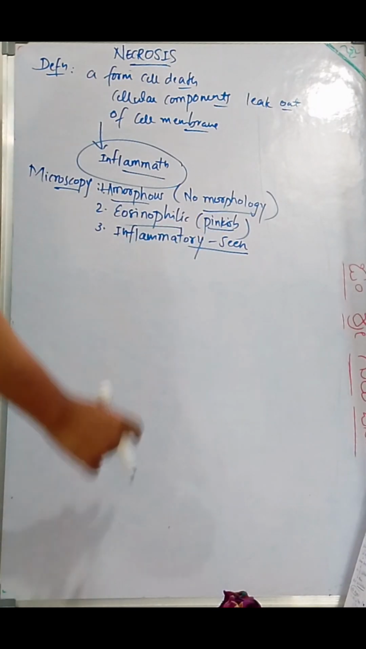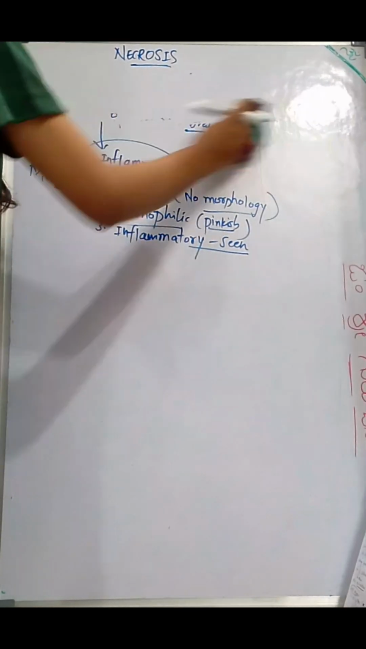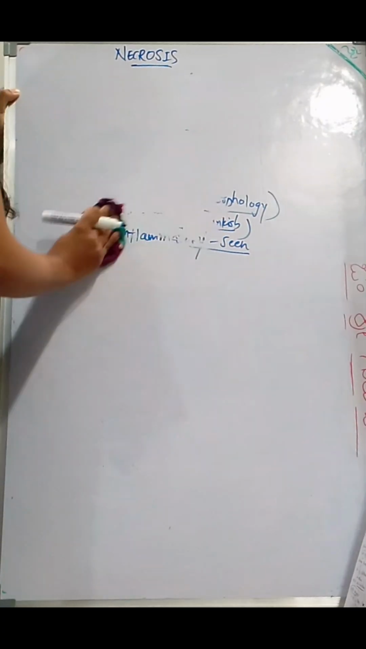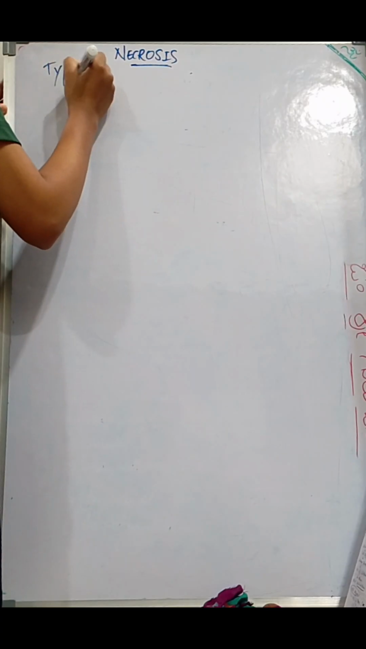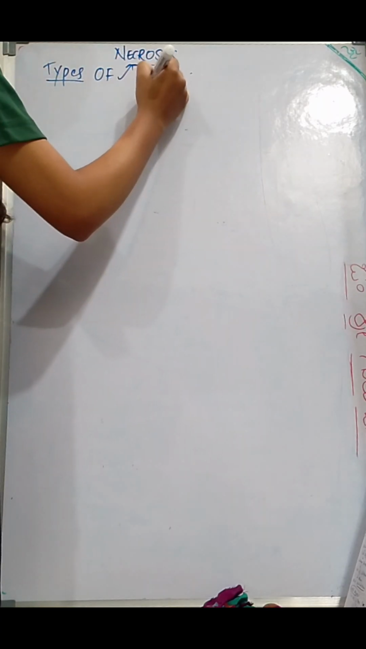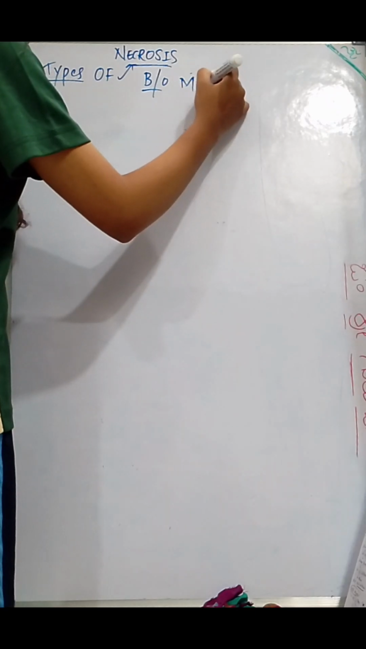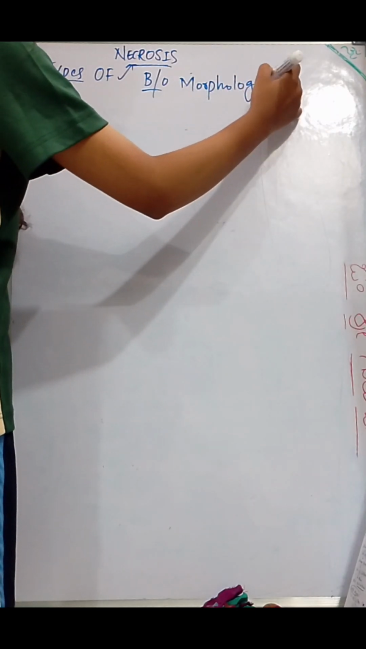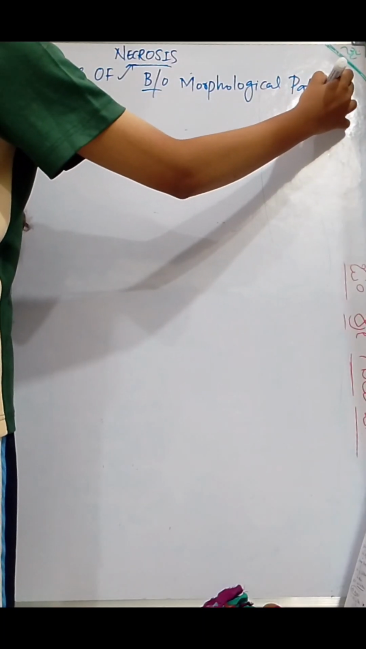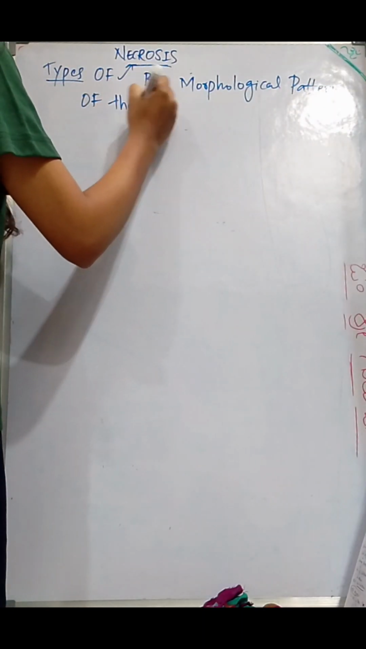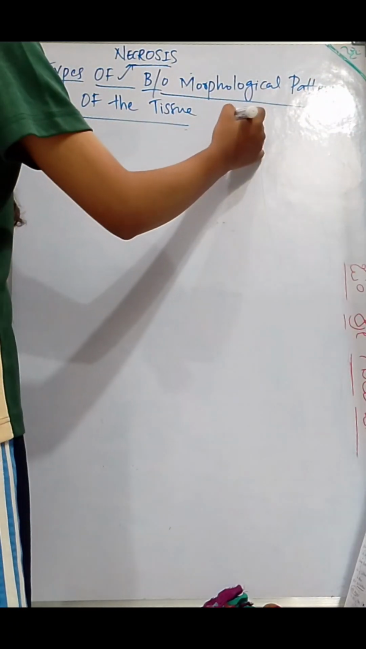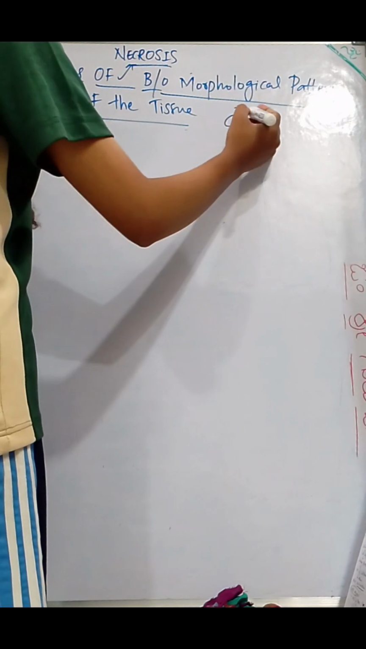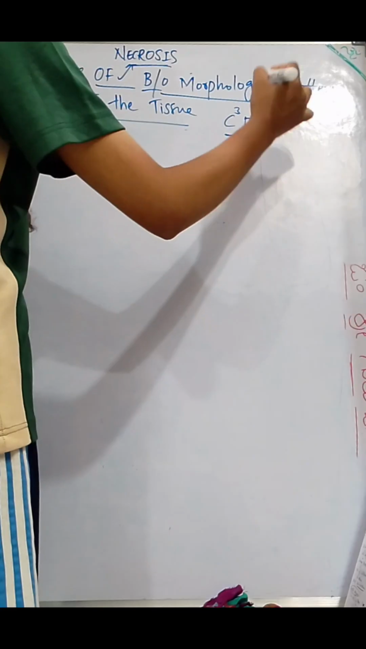Now, based on the morphological patterns of the tissue, we will study the types of necrosis. So, types of necrosis based on morphological pattern of the tissue. We can remember this with the mnemonic C cube F square G.